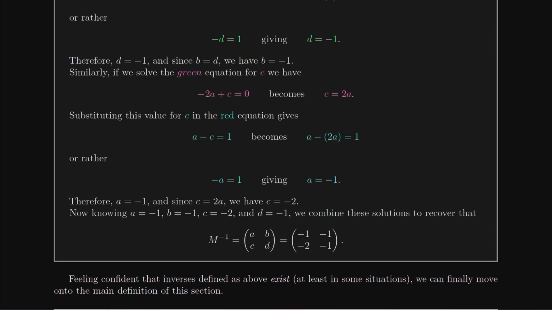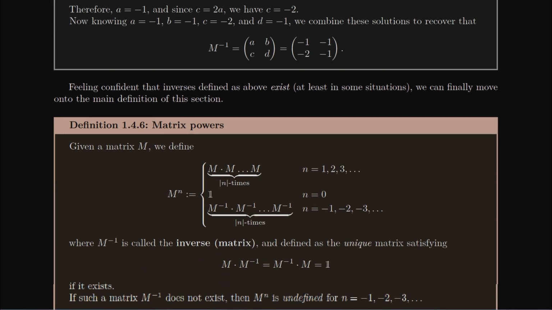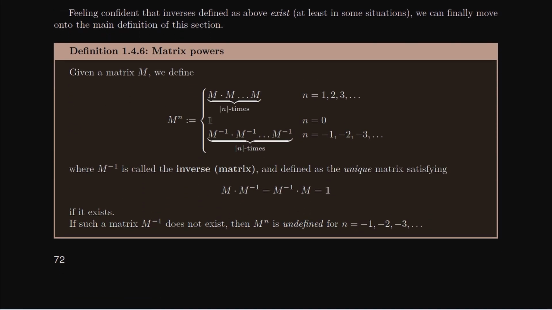So we've gone ahead and found our inverse matrix just by setting up a system of 4 equations and solving all 4 equations. So now that we know that we can potentially find inverse matrices, we can go ahead and define all matrix powers. So the matrix power, m to the n, is just going to be defined as n copies of the matrix, so long as n is positive.